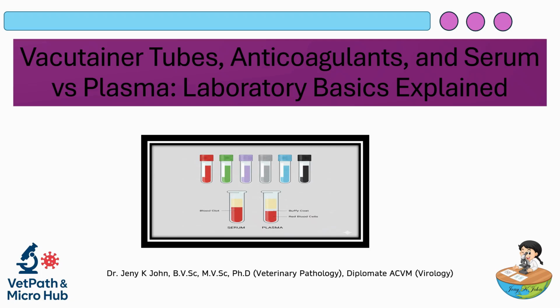Accurate laboratory diagnosis begins with proper blood sample collection. In this video, we will explore the basics of Vacutainer blood collection tubes, including their color coding and additives. We will also discuss the mechanism of action of common anticoagulants and understand the fundamental difference between serum and plasma. These concepts are essential for ensuring reliable laboratory results and correct interpretation in clinical practice.